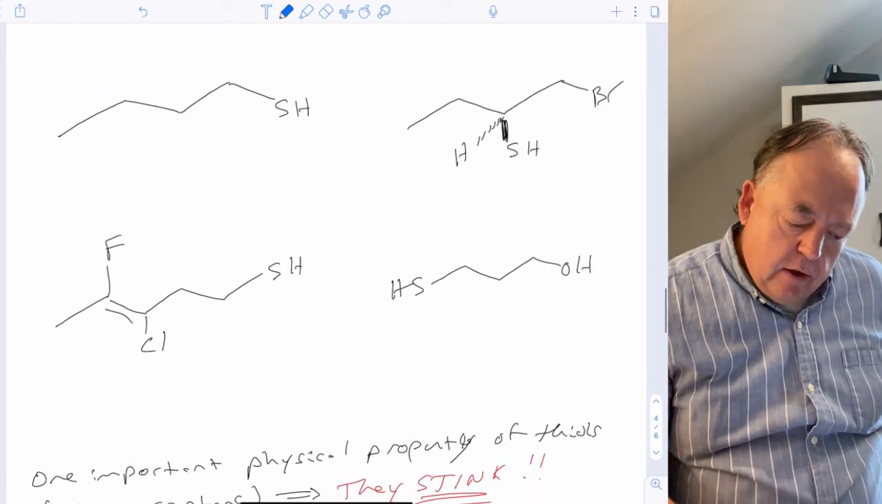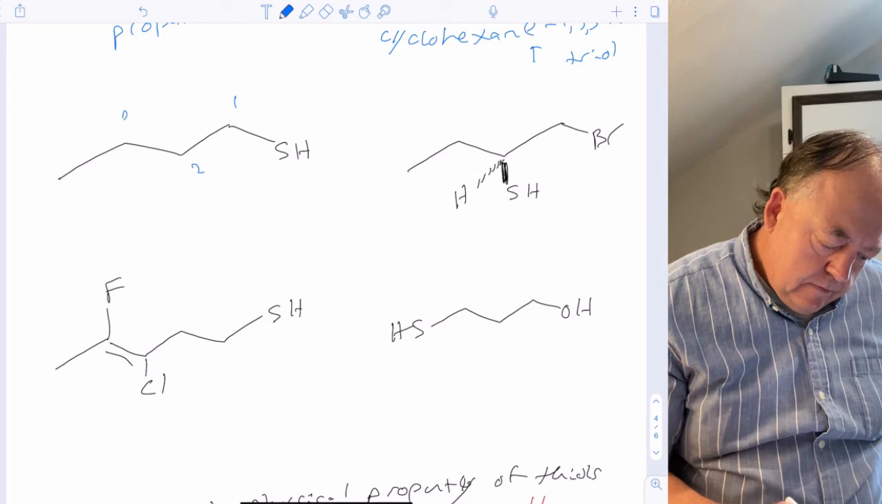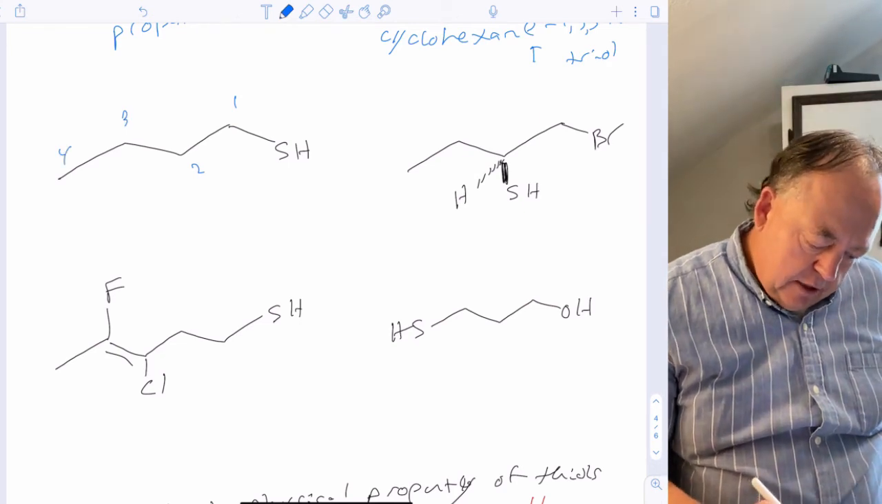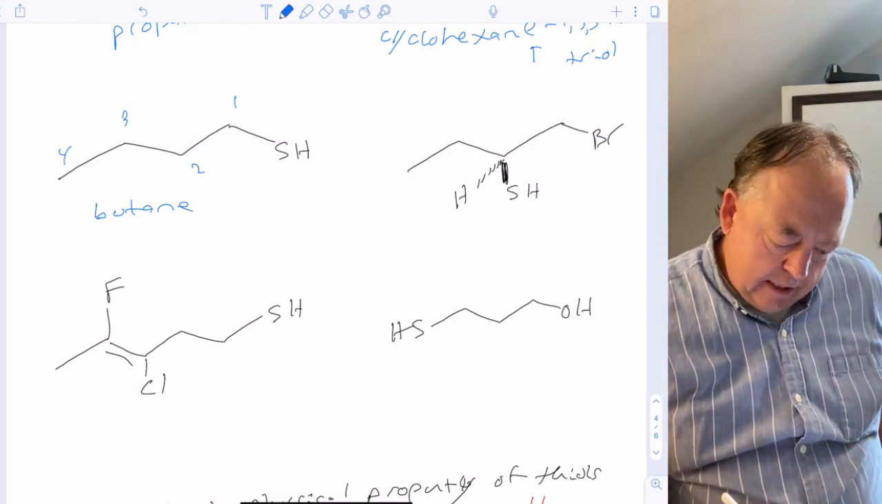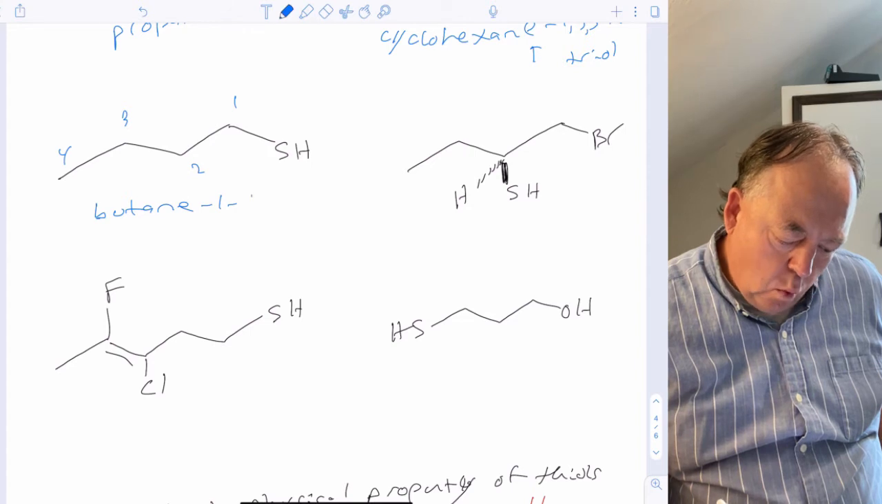Okay, so if you have thiols, how do you name thiols? So it's easy. Just take the parent butane and stick thiol at the end. But you have to indicate where the thiol SH is at. So that would be butane-1-thiol.